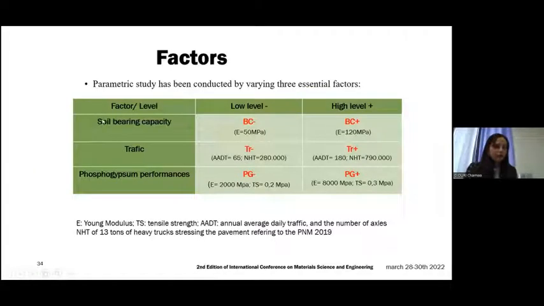The factors are soil bearing capacity, traffic, and phosphogypsum performances taken at low level minus. As you see, BC minus, bearing capacity, traffic minus, and phosphogypsum minus, and high level plus.